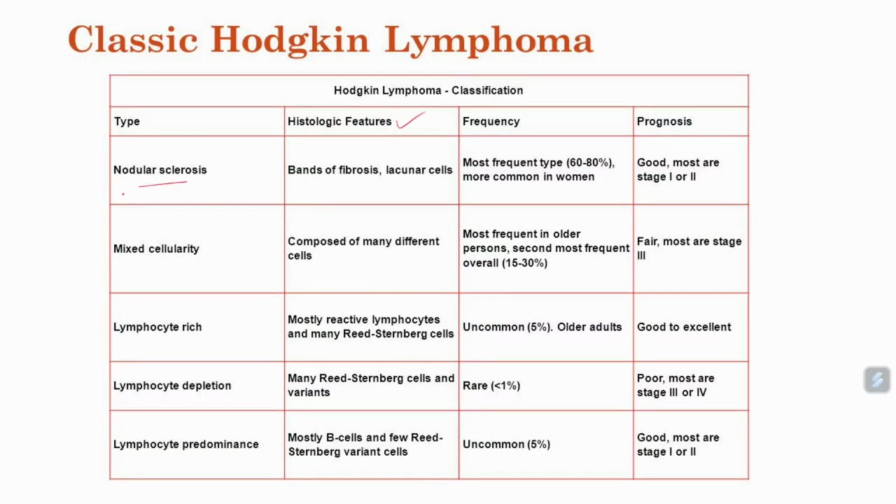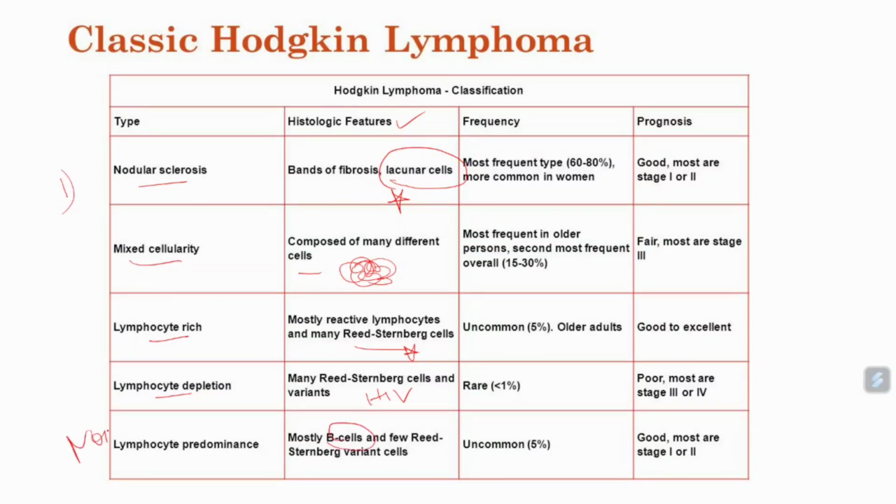To understand in detail about classical and non-classical Hodgkin's lymphoma, just see the histologic features. For nodular sclerosis, the first of the classical types, lacunar cells are mainly concentrated here. For mixed cellularity, many different types of cells, all mixed with RS cells, are seen. In lymphocyte rich, mainly reactive lymphocytes are seen. In lymphocyte depletion, already I told you this is common in HIV patients.